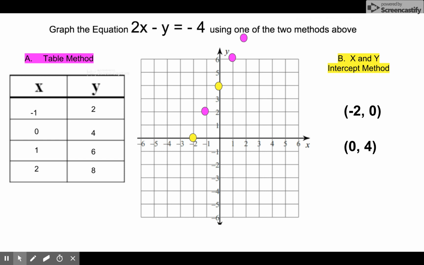So you can pick either of those methods, but if you notice, they both make the same line. So it really doesn't matter if you pick the intercept method or the table method, you get your line. And that's how you would graph the line 2x minus y equals -4 using either the table method or the x and y intercept method.